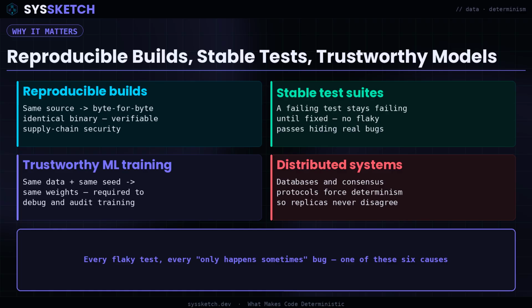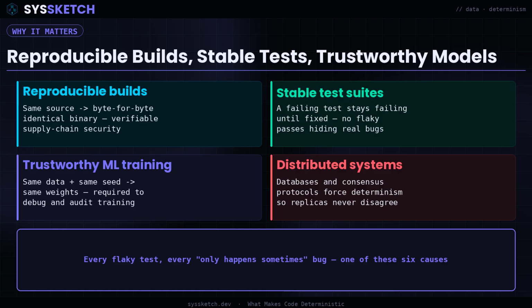So why does any of this actually matter day to day? Reproducible builds mean two people compiling the same source get byte-for-byte identical binaries, which matters for supply chain security. It lets anyone verify the binary you're running matches the public source. Deterministic test suites mean a failing test stays failing until you fix it, instead of randomly passing on retry and hiding a real bug.